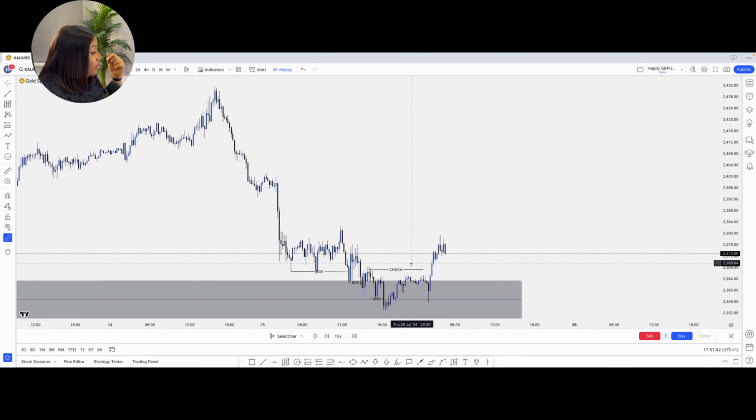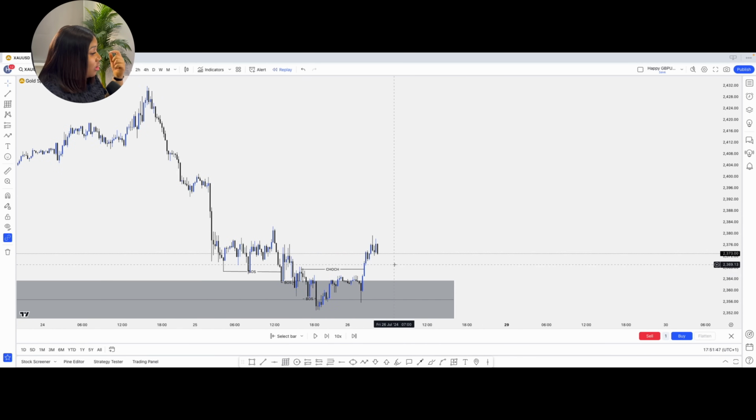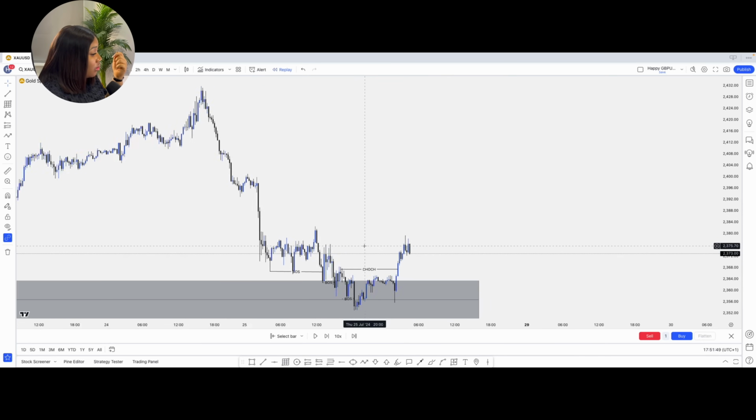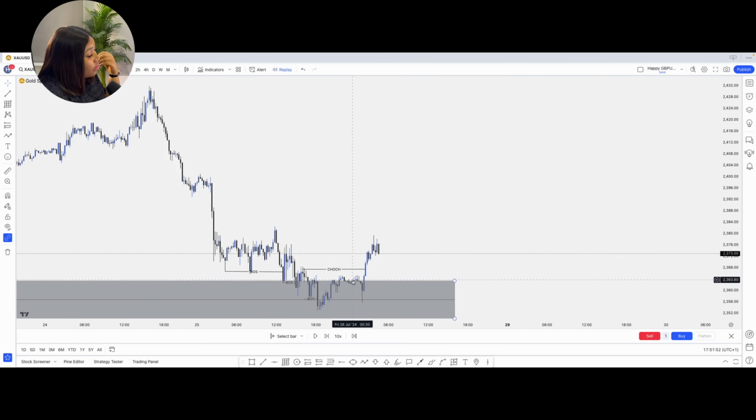Now you can see what we have. We now have a clean change of character around this level. So now I am getting ready to buy gold. From the way I take my entries, it's either I wait for price to get back into this particular order block that caused this change of character, or I will wait for price to get into this FVG here that also caused this particular change of character. FVG, that is imbalance. I wait for price to get into this particular level.